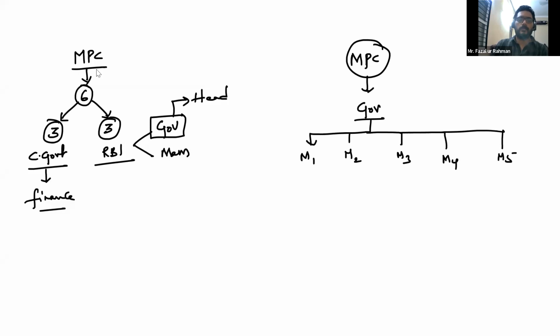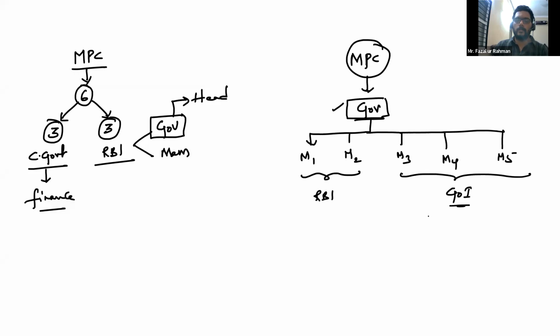So how many members are there overall? There are 6 members: 5 members other than the governor, and the governor is the head. Two are from RBI, and 1 is also from RBI, the governor, and the other 3 are appointed by the government of India. So who are these people? Scholars, economists, people who have a very good, sound knowledge in economy. Those are the people who are part of the MPC.